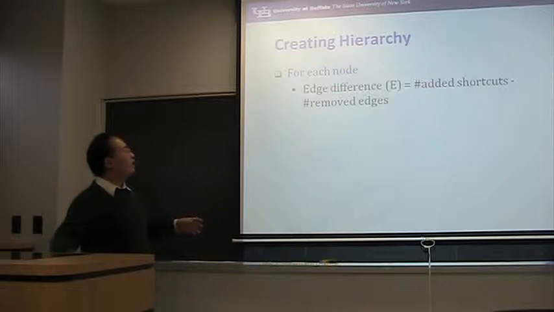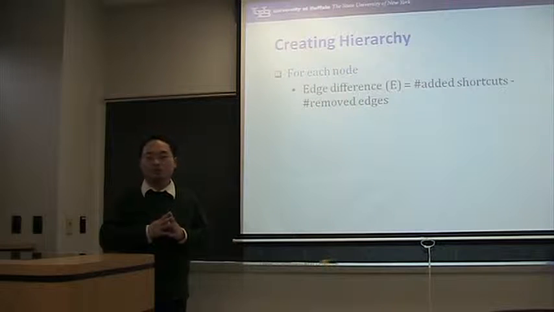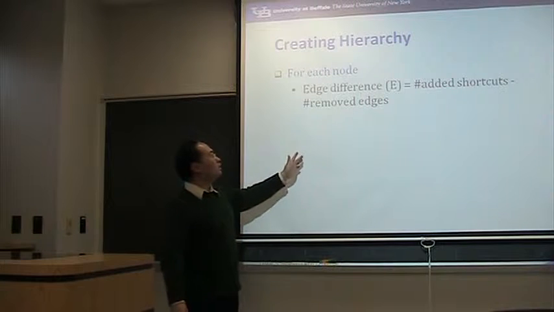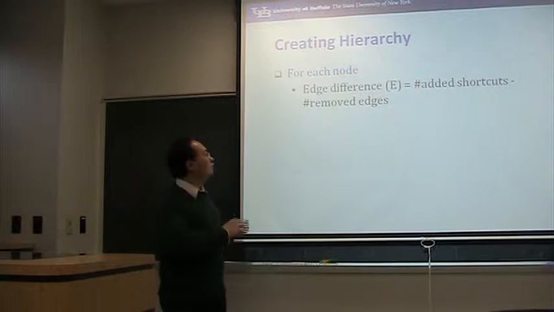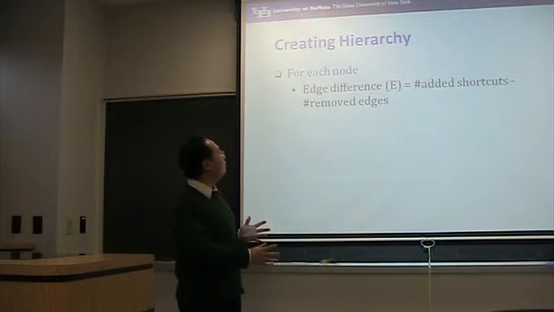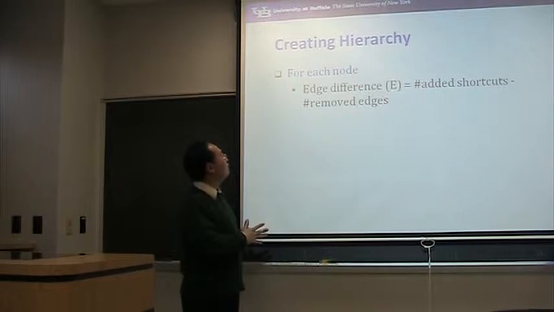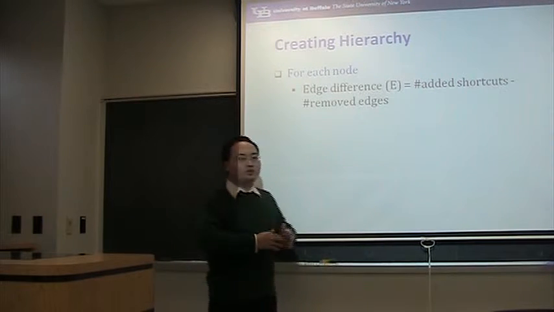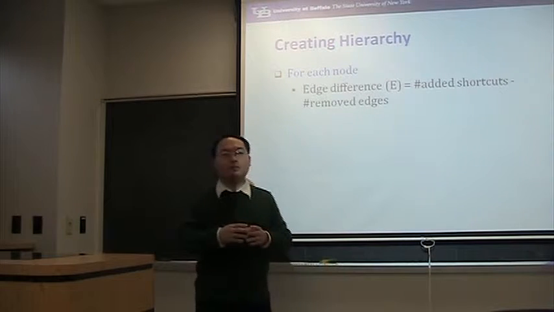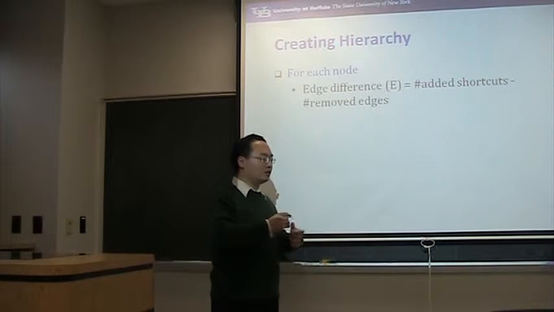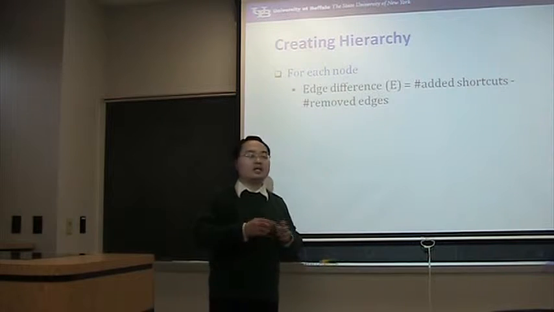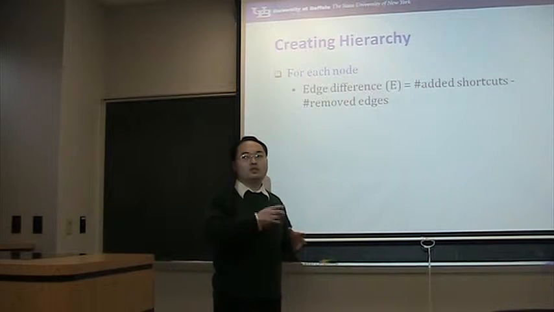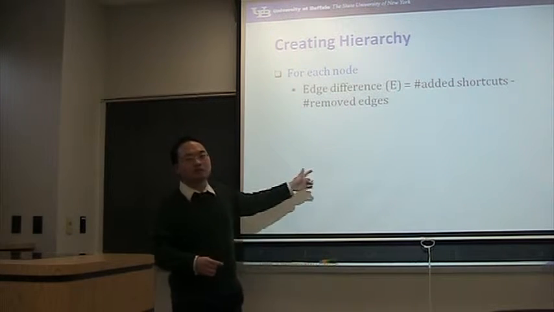And for creating the hierarchy, we have to select which nodes to remove. So they compare 2 things. For each node, we can calculate one thing called edge difference, which will be equal to the number of added shortcuts minus the number of removed edges. So we want to remove the node and at the same time remove the links. So the more we can remove, the higher priority we have to remove that node, right?